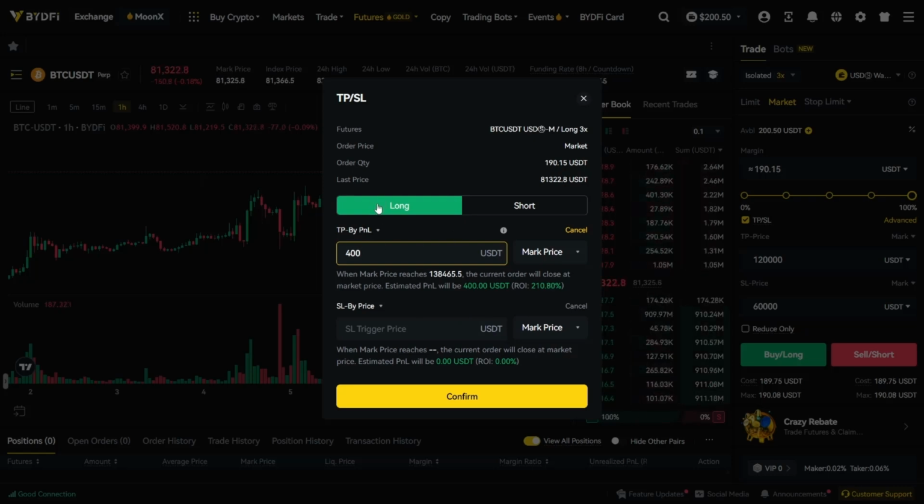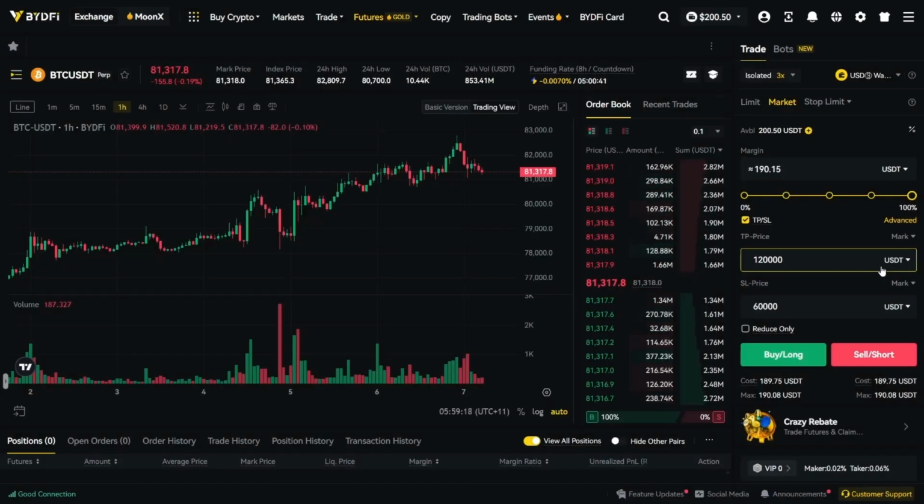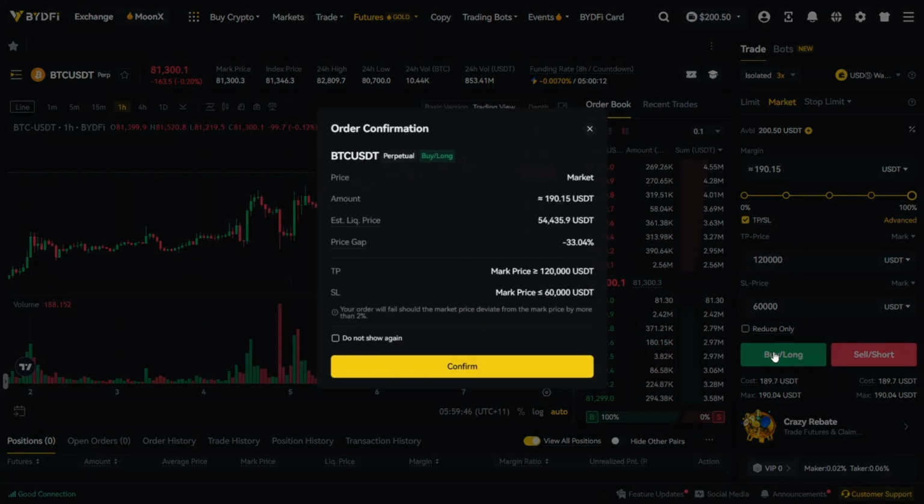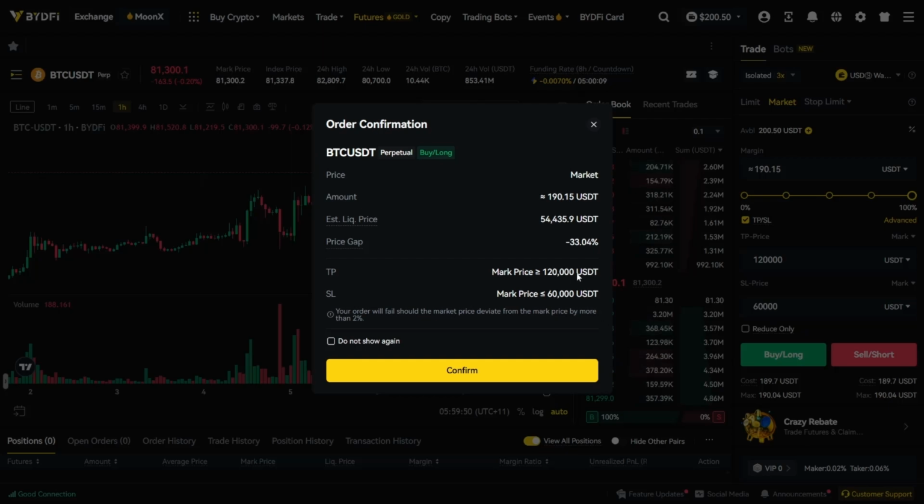These are the three different ways that you can set your take profit and stop loss, but we are just going to keep it at what we did before, which was setting it by price at 120,000 for our take profit and 60,000 for our stop loss. We can now finally execute our trade. Click buy/long. Here we can see the stats for our trade. We can go over it one more time and then confirm it.